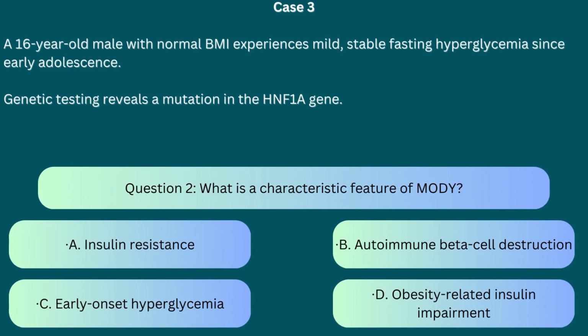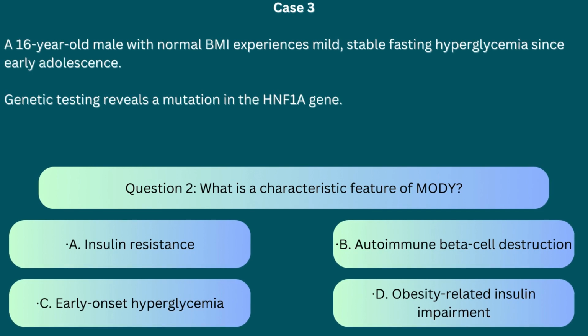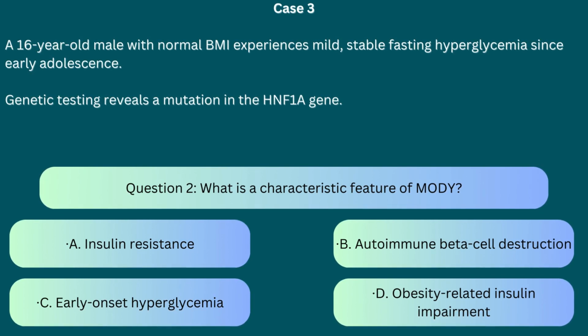A. Insulin resistance. B. Autoimmune beta cell destruction. C. Early onset hyperglycemia. D. Obesity-related insulin impairment. The correct answer is C. MODY is characterized by early onset hyperglycemia, typically during adolescence. There is no autoimmune process involved.